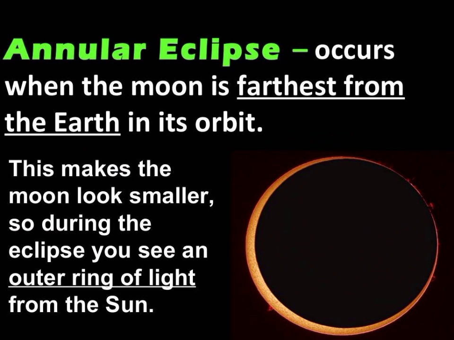Annular eclipse happens when the moon is farthest from the earth in its orbit. This makes the moon look smaller, so during the eclipse, you see an outer ring of light of the sun.